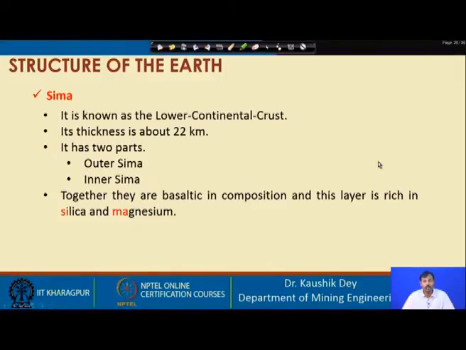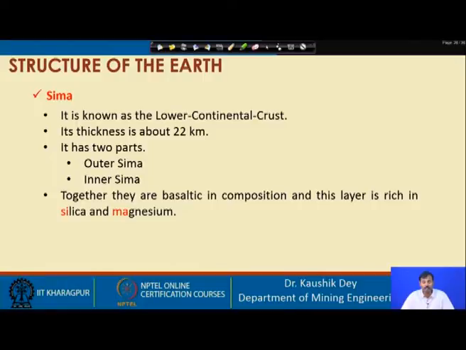Sima part is the lower layer of the earth crust. This is also called lower continental crust. Its thickness is about 22 kilometer, and it also has two parts, one is outer sima and the other inner sima. Inner sima is adjacent to the mantle part, outer sima is adjacent to the sial part, and they are basically basaltic.